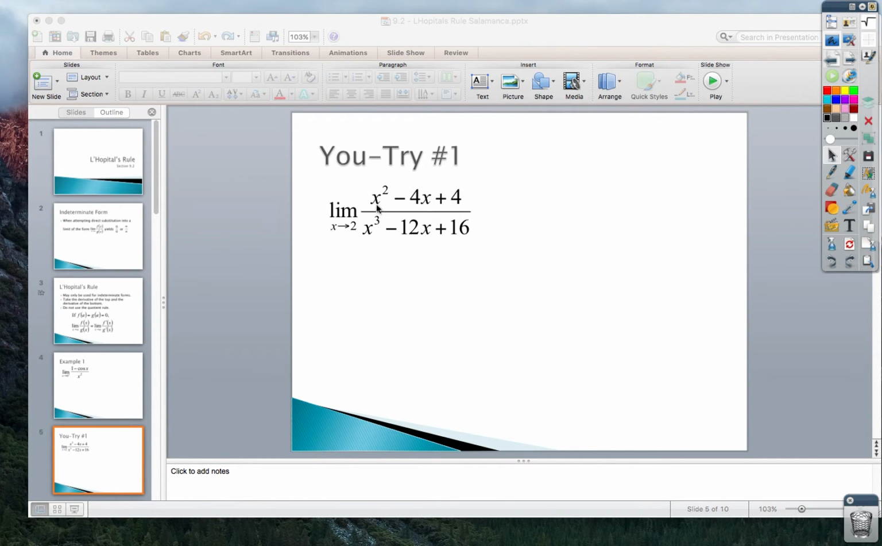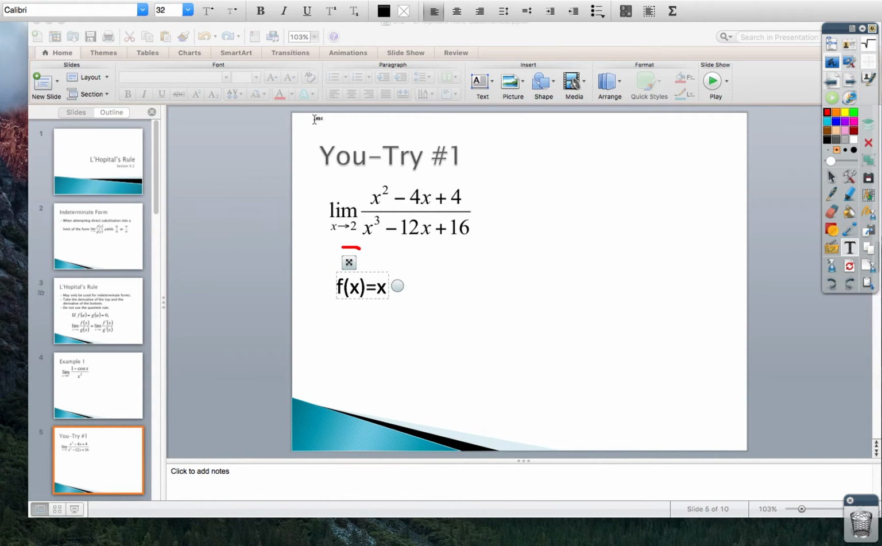So here we have something that should be a little bit easier to see. You'll notice if we substitute 2 in for these values, we're going to end up getting an indeterminate form, or 0 divided by 0. Again, that's not going to work for us. So what we're going to do is take the derivative of each piece.